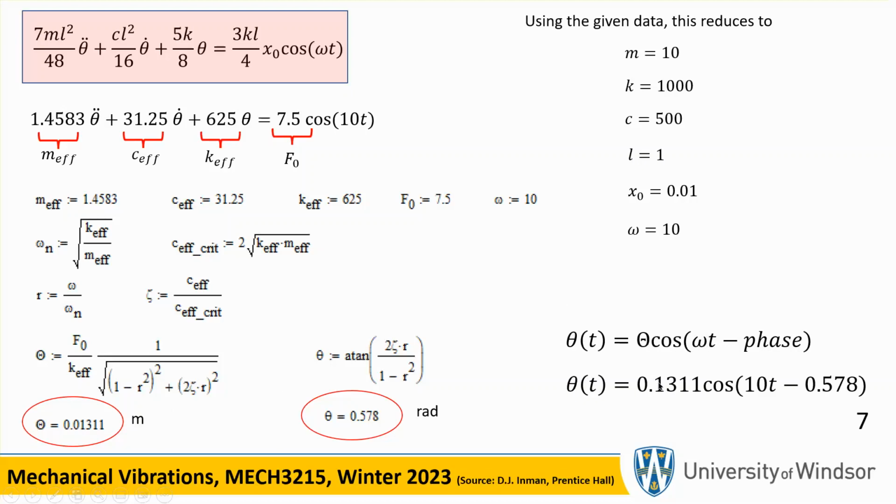Oops. This should be 0.01. Should be 0.01. Okay. Because let me see now. What did we input for? We are inputting meters. Okay, in meters. So this is wrong. This should be 0.01, right? And then this is the phase angle right there. The phase angle right there.